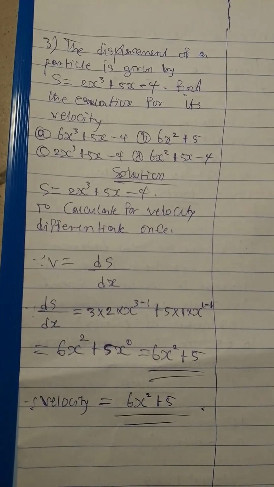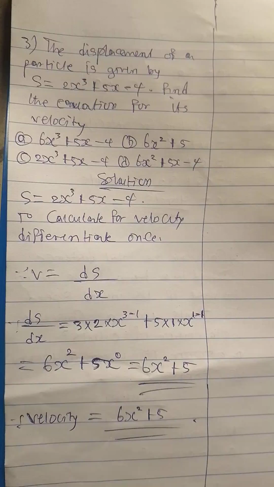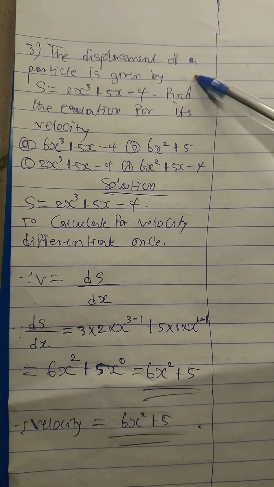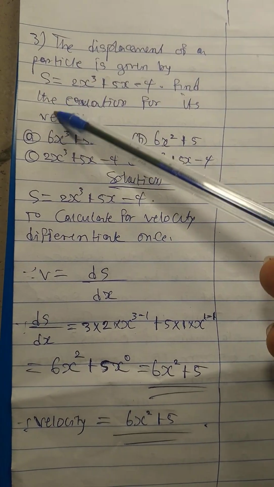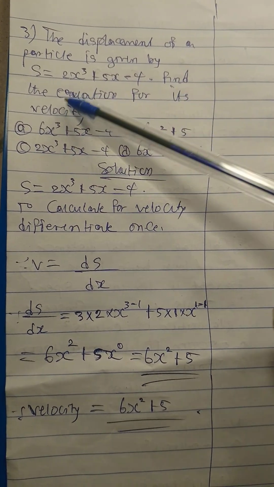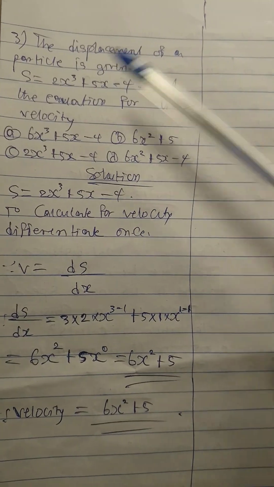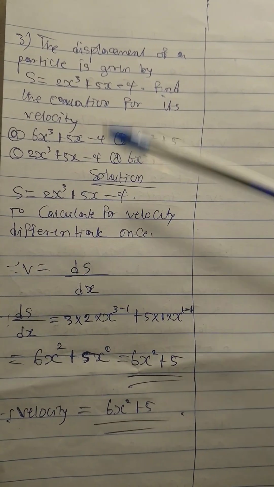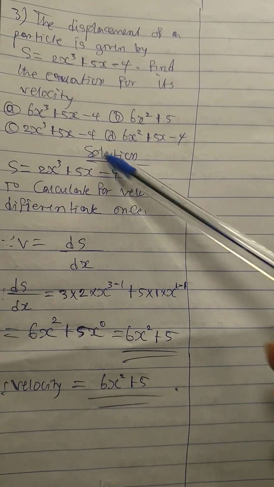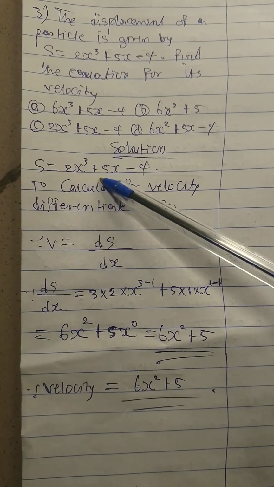Now we have question number 3. Question number 3 says that the displacement of a particle is given by x equals 2s cubed plus 5s minus 4. We have to find the equation for its velocity. They say the displacement of a particle is given by this, so we have to find the equation for velocity. Given that our displacement is 2s cubed plus 5s minus 4.